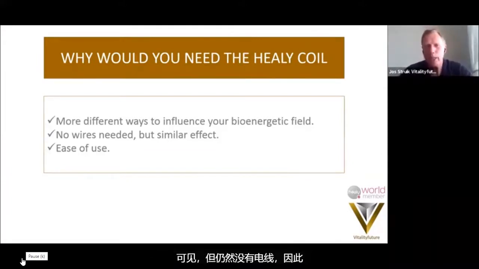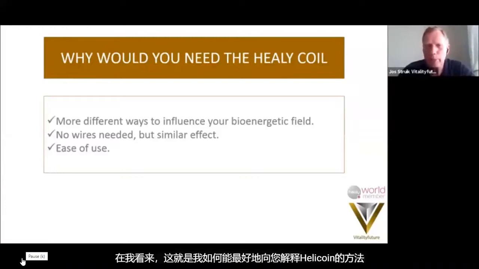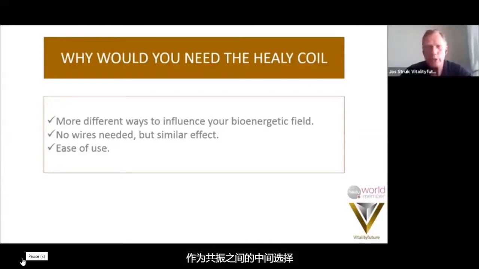So that's, in my opinion, how I can best explain the Healy Coil to you, as an in-between option between the resonance and the microcurrents, with ease of use and giving you an extra option to influence your bioenergetic field. That is what it is all about.